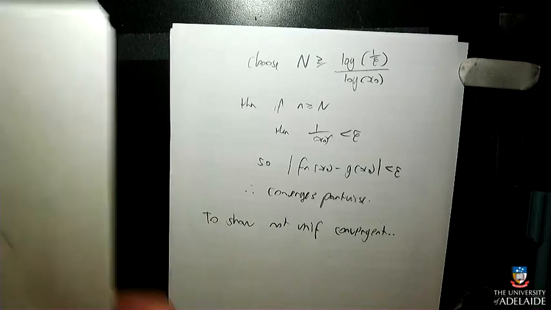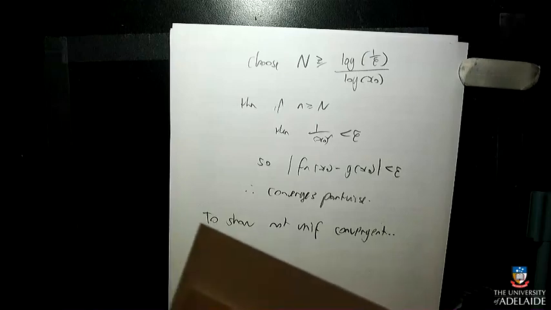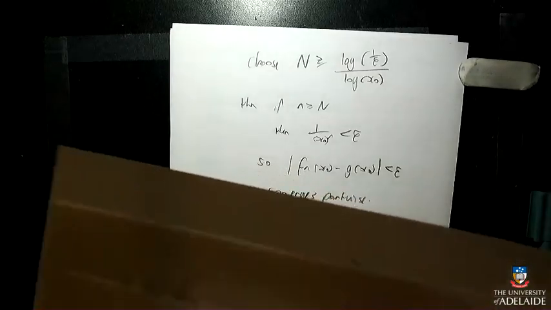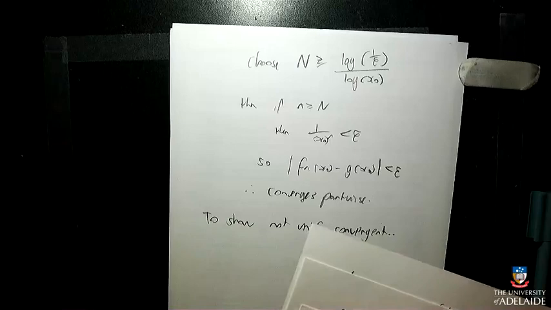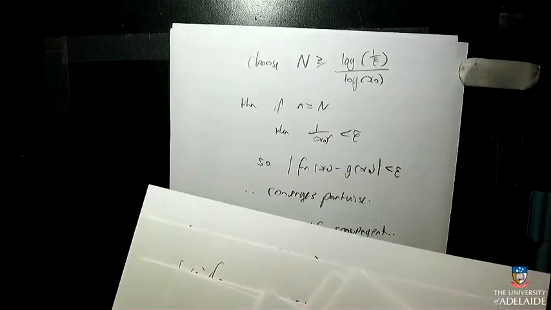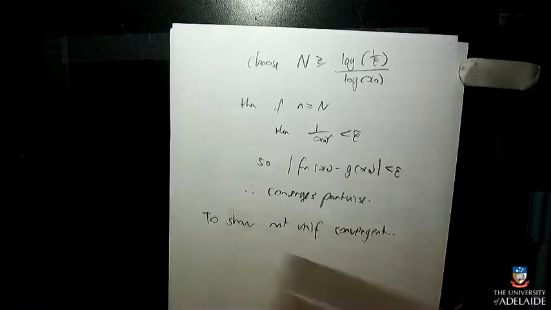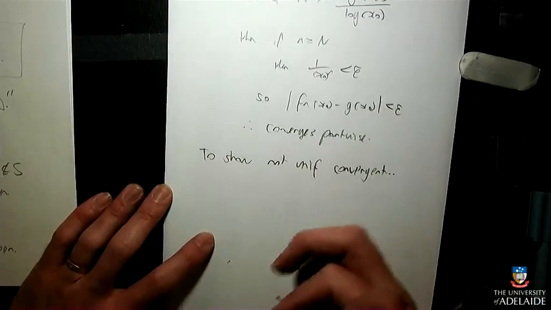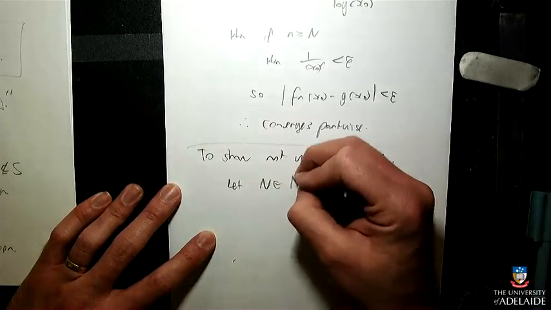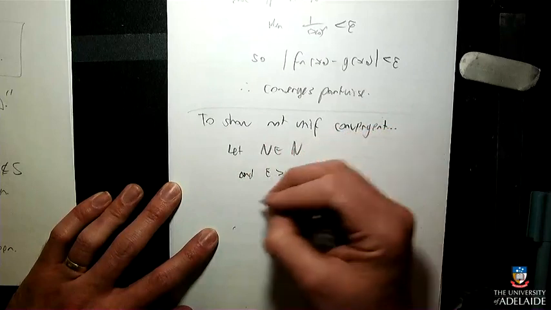What's the definition? So epsilon is given, and I need to show that there is an n that works for all the x's. I need to show that to be uniformly convergent. So to not be uniformly convergent, I need to show that no matter which n I pick, there's an x so that the distance is more than epsilon. So let n be a natural number, and epsilon greater than 0.